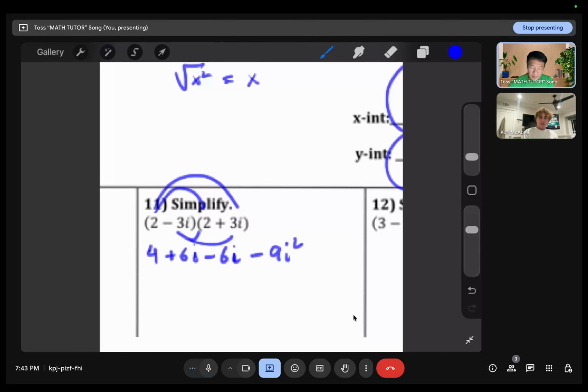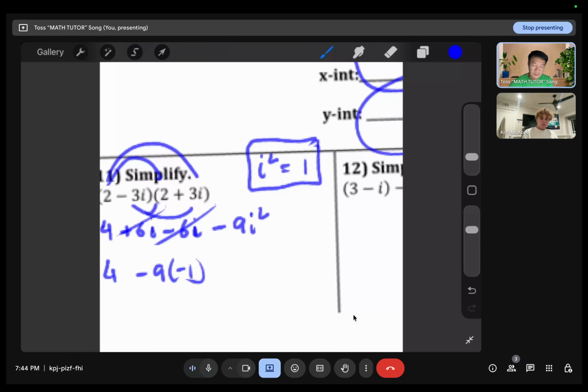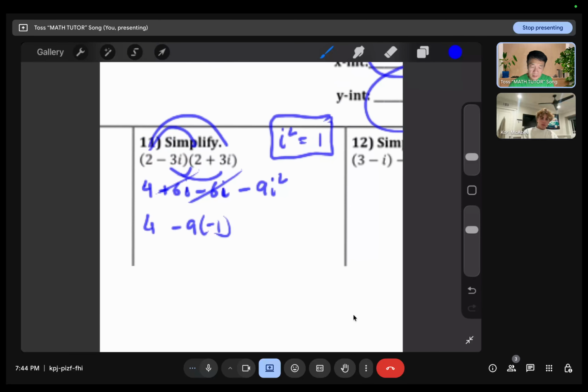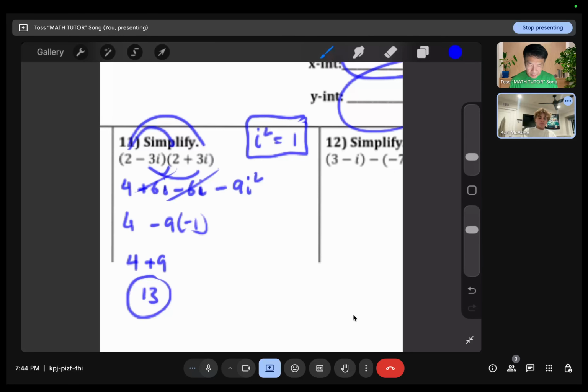Then we'll clean this up. 4 stays 4, but the 6i terms cancel. They're additive inverses of each other, so they cancel out. So you're left with just 9 times i squared. But I would actually do simultaneous work here. i squared is negative 1, so I'll write it as a rule here. So it's negative 1, then continue. Then you get 4 plus 9, and your answer is 13. Final answer. Yeah, double check here. Yeah, looks good.